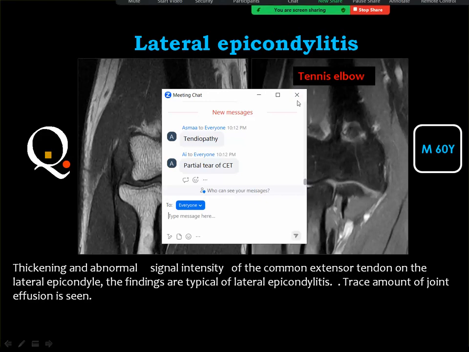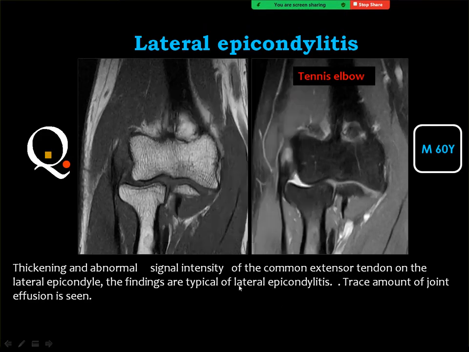Yes, and this is any abnormality in the common extensor tendon: swelling with abnormal signal, partial tear, complete tear. All these changes are referred to as lateral epicondylitis or the tennis elbow.